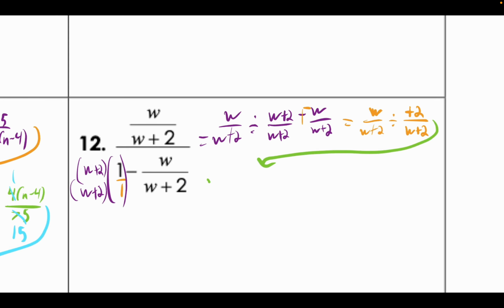So now, as I multiply by the reciprocal, I get w over w plus 2 times w plus 2 over 2. Cross-reducing, the w plus 2 is reduced to 1, and the w and 2 don't, so I just get w over 2.